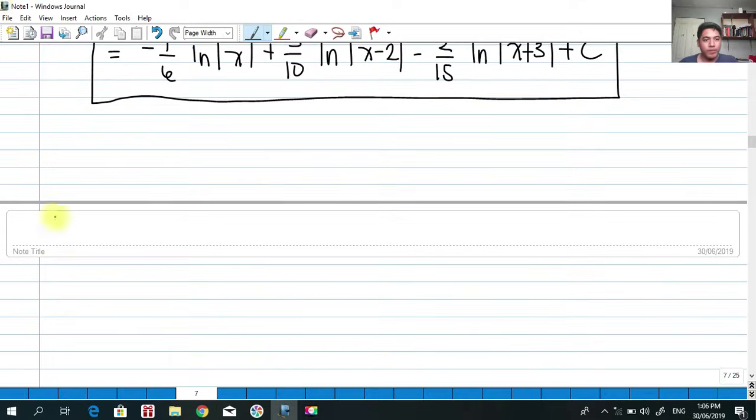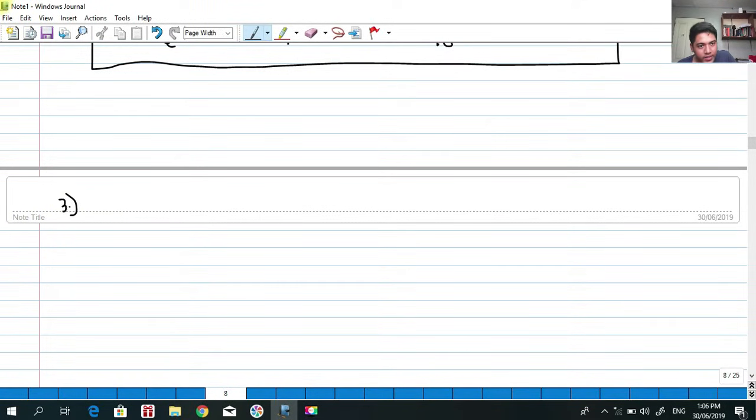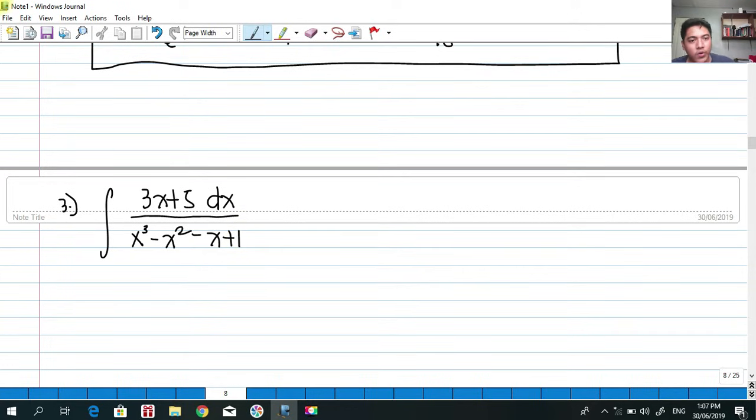So let's go now to number 3. For number 3, our given is to find the integral of 3x plus 5 dx over x cubed minus x squared minus x plus 1. How do we find the integral of that? By partial fractions. Again, the first step is to factor the denominator.